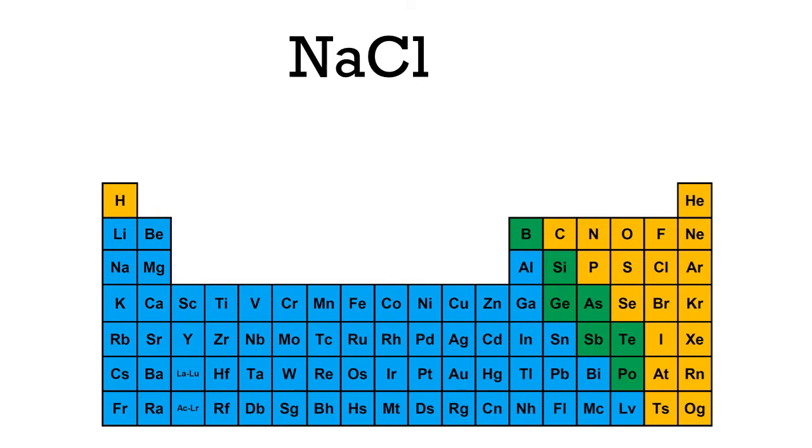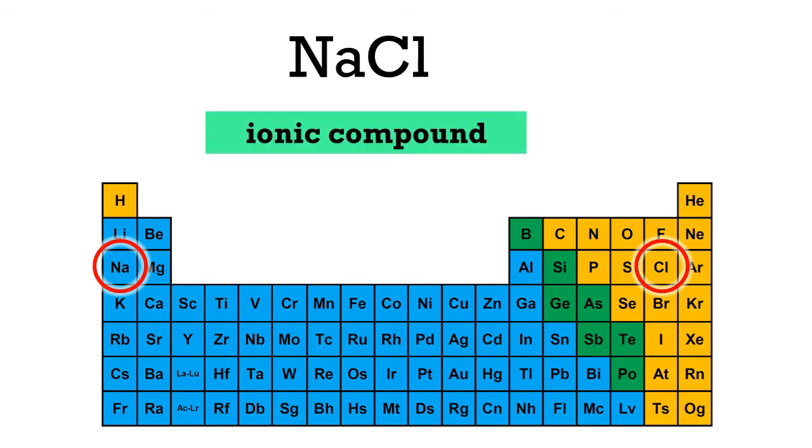The first element Na is located to the left side of the metalloids, so it's a metal. The second element Cl is located to the right side of the metalloids, so it's a non-metal. Because NaCl is made up of a metal and a non-metal, therefore, it is considered as an ionic compound.